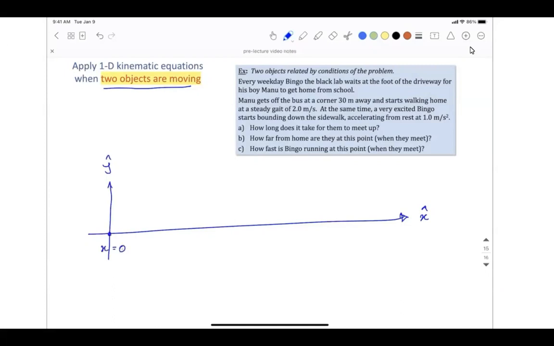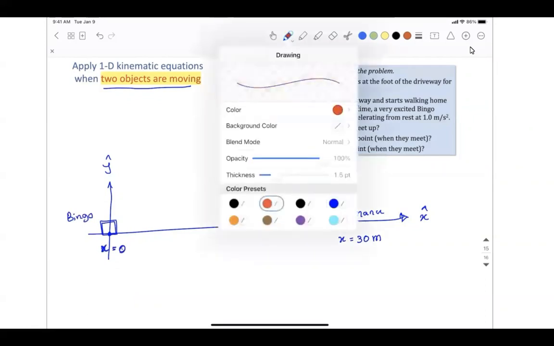Let's say I have my x-axis in this direction, this is my y-axis, and this is my x equals 0 location. According to the problem, we have two objects, the bingo, the dog, and the boy, the Manu. It says Manu is 30 meters away, starts walking home backward. I could say x equals 30 meters. That is the initial position of the Manu, the boy, and he starts walking. Right here, I have the other object, the bingo, and initial position x equals 0. So we are going to put down other information.